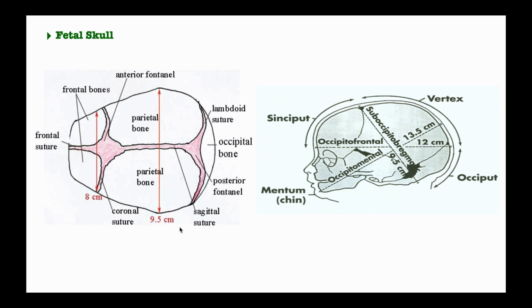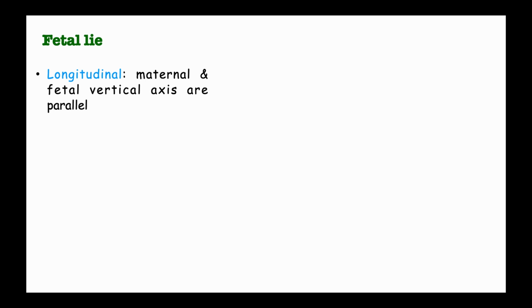Now, let's quickly look at some other important aspects of the fetus when we talk about labor. The first one that we are going to look at is the fetal lie. This is the positioning of the fetus inside the uterus relative to the maternal vertical axis. We have three main fetal lies. The first one is the longitudinal lie, in which the maternal and the fetal vertical axis are parallel to each other. I'll show you photos very soon.